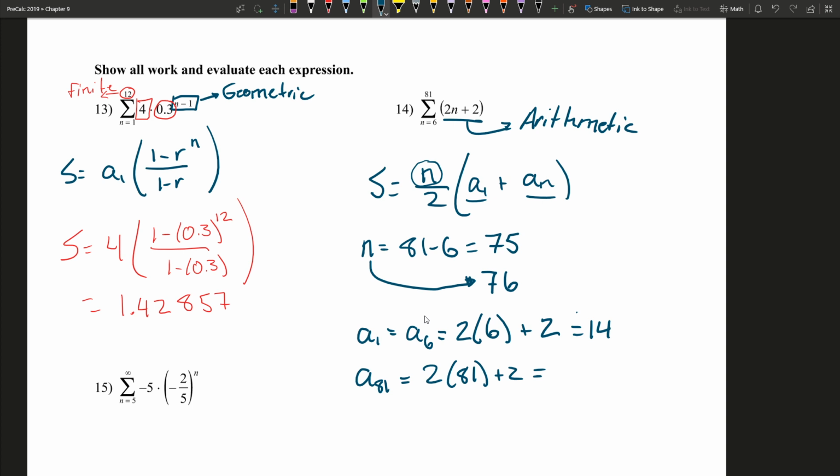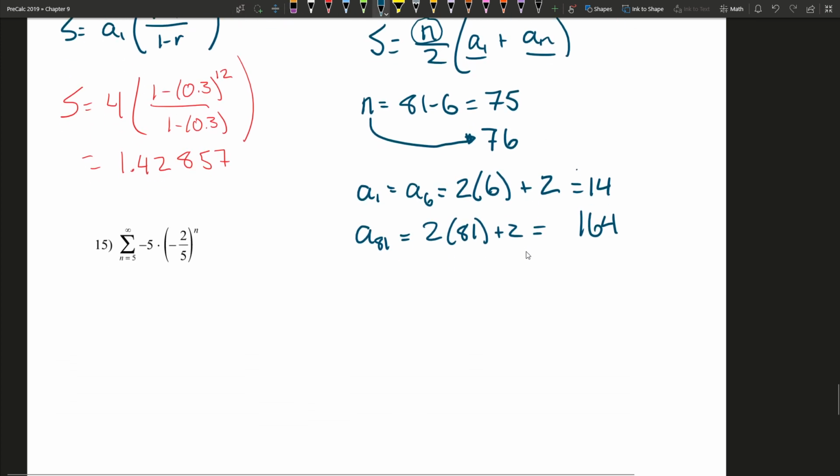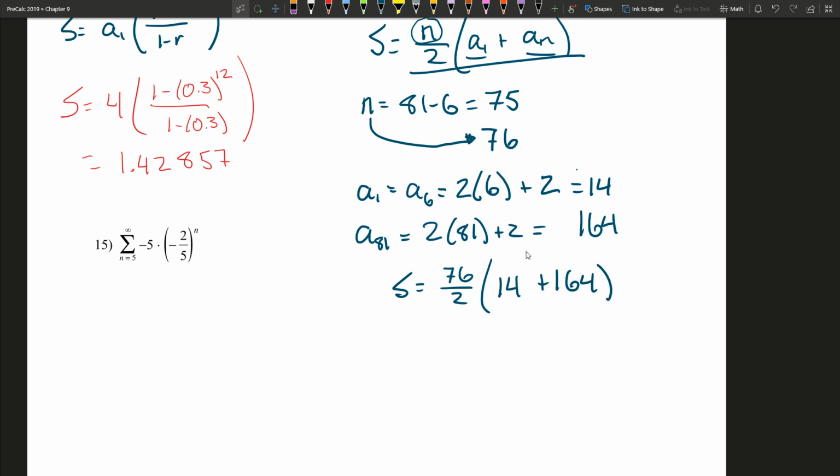Which is 164. And then we can plug all that into a calculator, into this equation. Right, so the sum is equal to 76 divided by 2 times 14 plus 164, and get an answer. So you should get 6764.